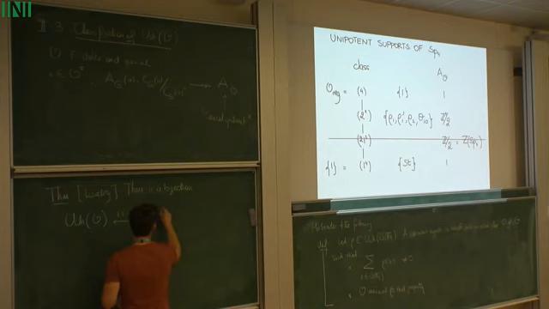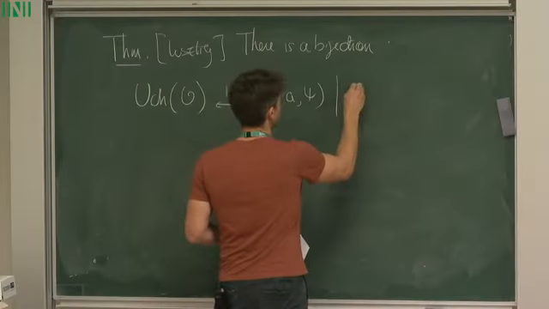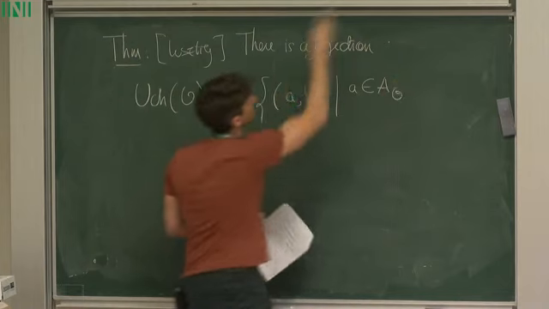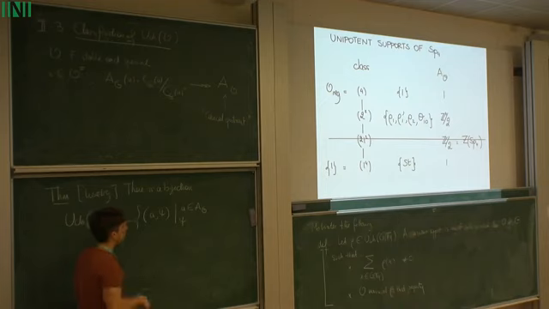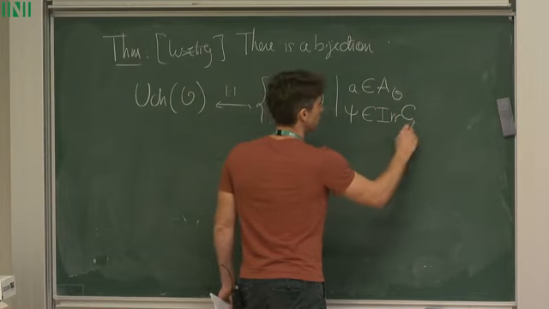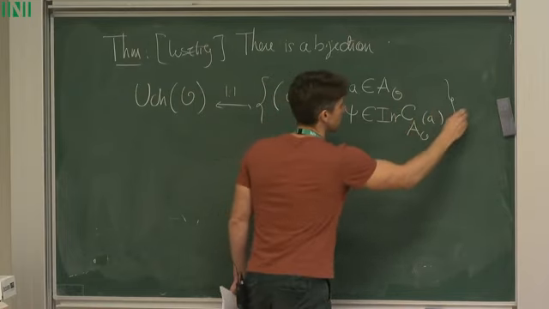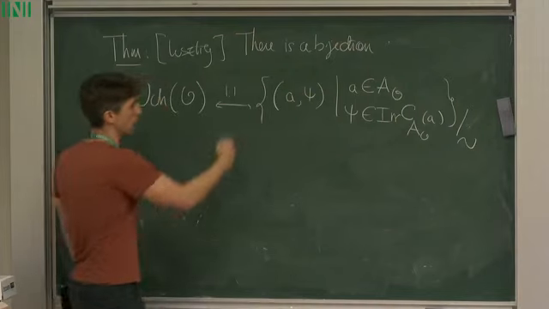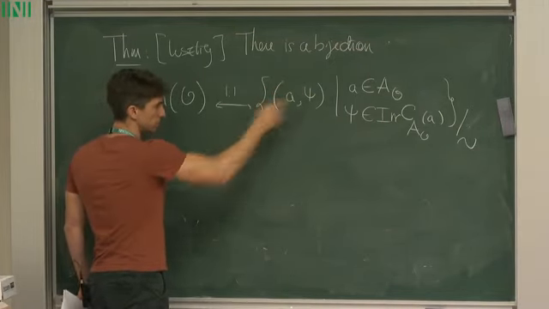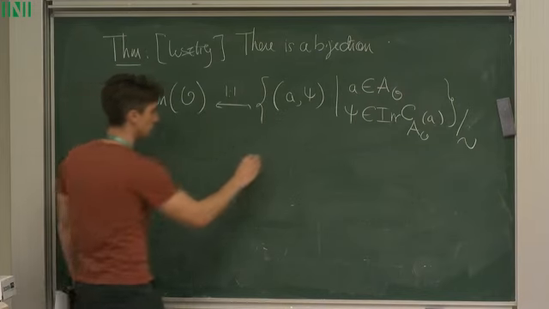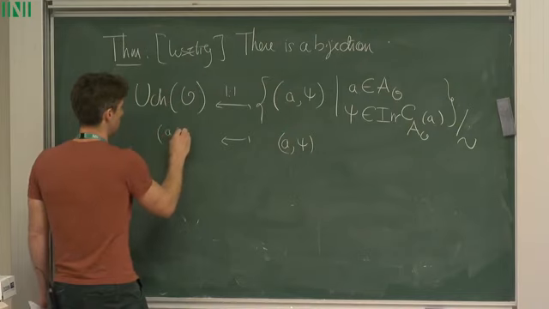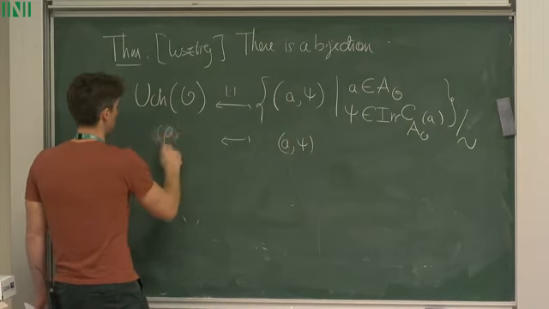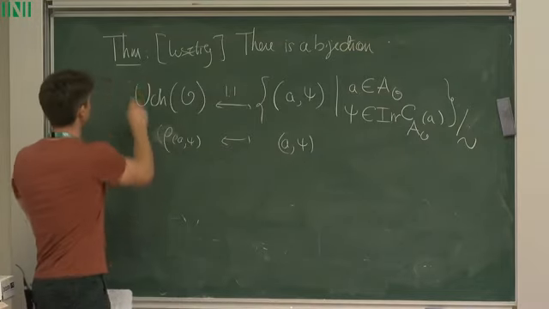So I look at pairs A and psi, such that A is an element of this canonical quotient, and psi is not a representation of the whole group, but of the centralizer of A. So an irreducible character of the centralizer of A. And this has to be taken up to conjugation by A. So A acts on the pair by simultaneous conjugation, and you look at the conjugacy classes. So to a pair A, psi, I get a unipotent character, rho sub A psi.